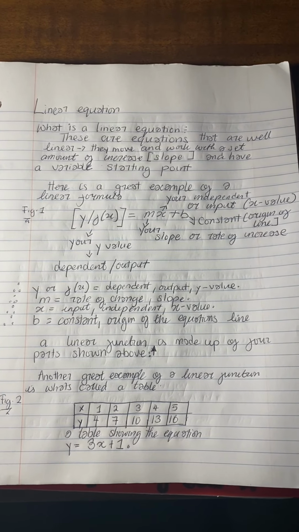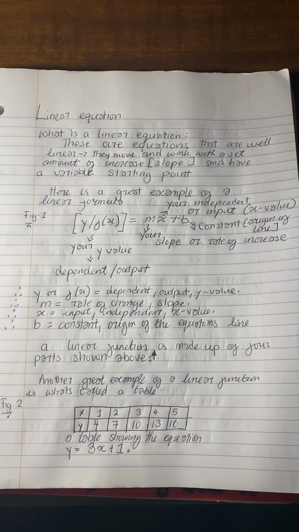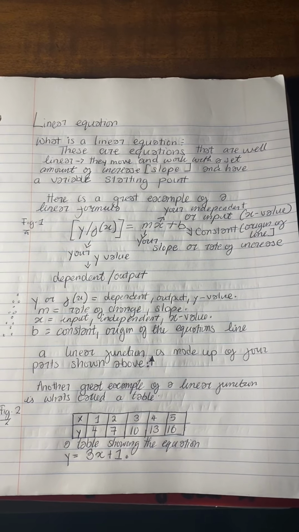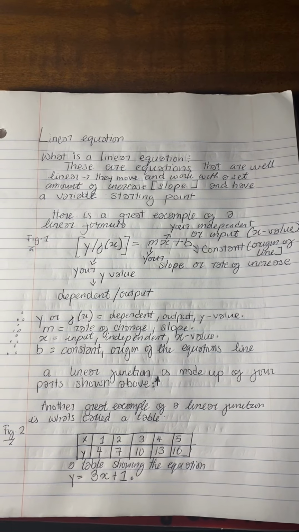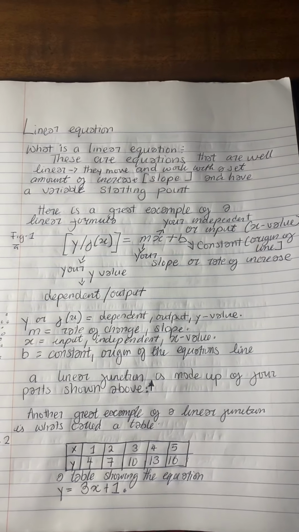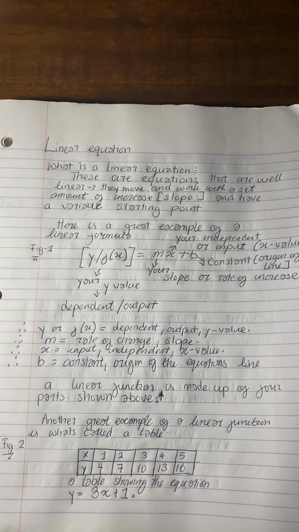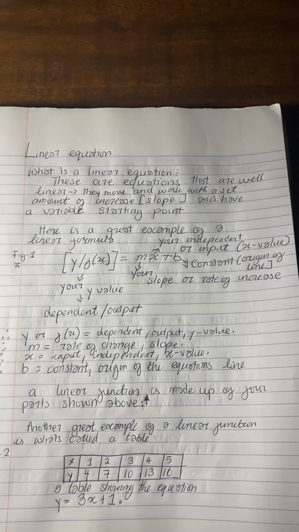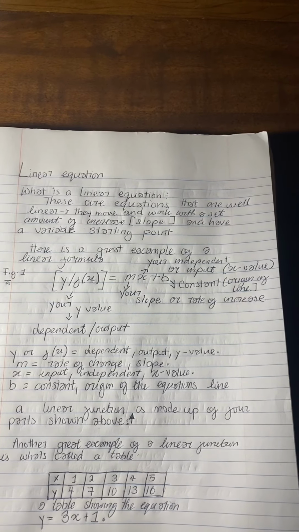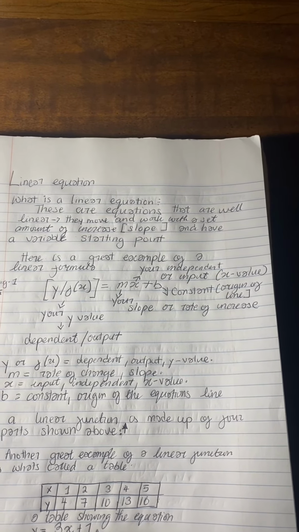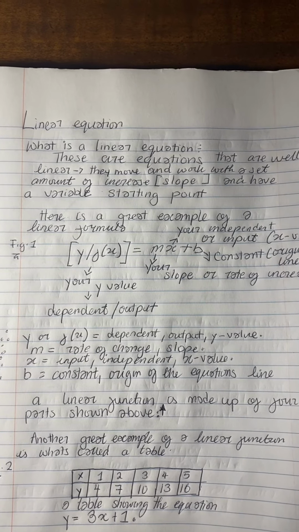Linear equations. What is a linear equation? These are equations that are linear. They move and work with a set amount of increase, slope, and have a variable starting point. Here is a great example of a linear formula. The y value, or the output, the slope, or the m value, the independent value, or the input, the x value, and b, which is the constant or the origin of a line, which can all equal y equals mx plus b.